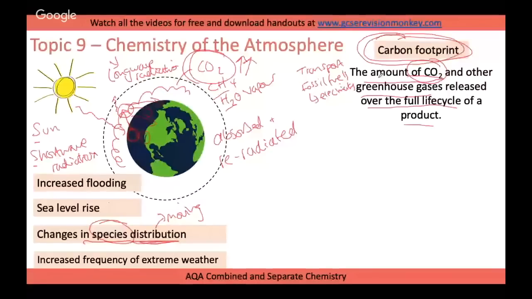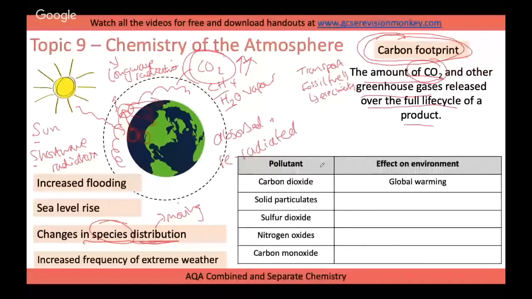Let's look at the main pollutants then. These are the links, and you'll see tables like this in the exam. Carbon dioxide, I want you to always link to global warming, as well as the other greenhouse gases. Solid particulates, for example, we talked about soot or carbon being produced in incomplete combustion, cause global dimming. They sit as a layer in the atmosphere and reduce the amount of sunlight going through.